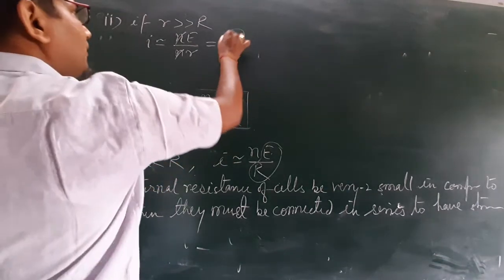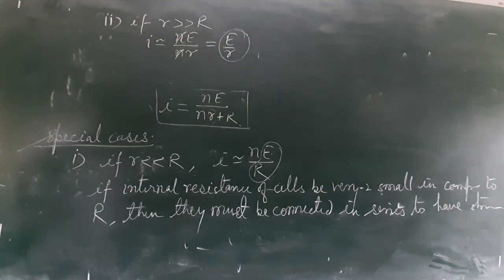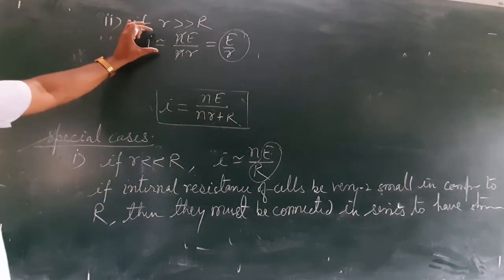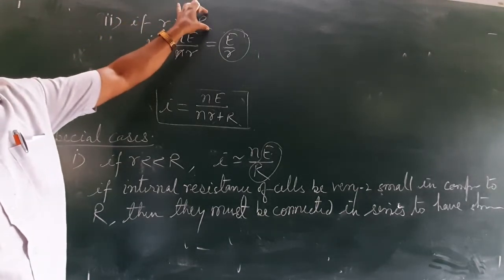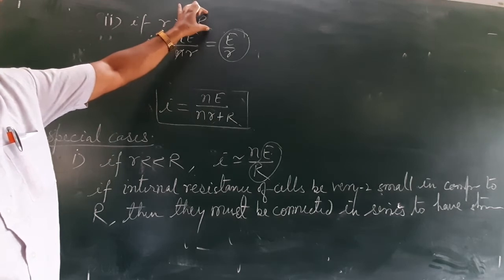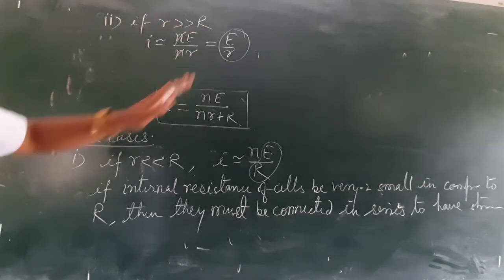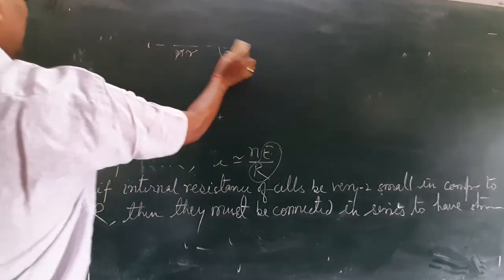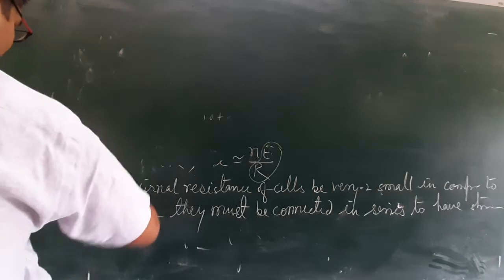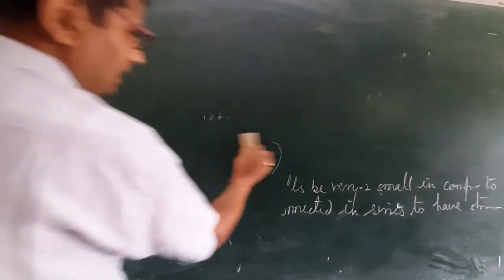This is the current provided by a single cell. So there is no advantage of series connection in this case. Whenever the internal resistances of the cells are very high in comparison to the external resistance, then they should not be connected in series, because in this case the current due to N cells will be nearly equal to the current due to a single cell. So series combination is not suitable in this case.